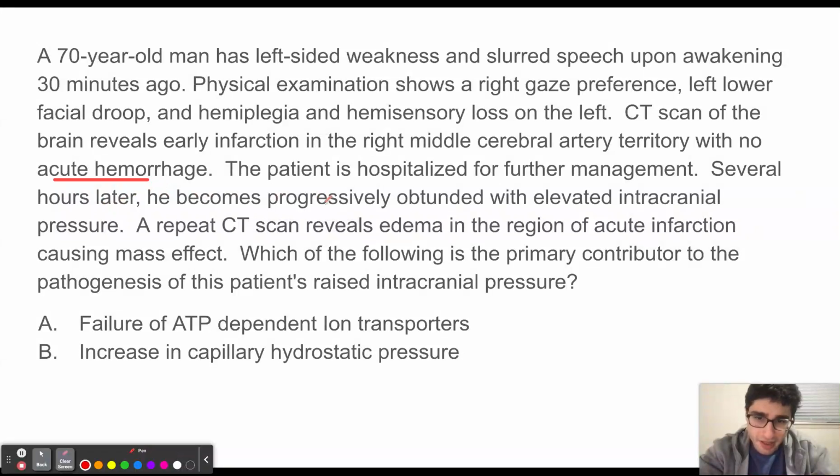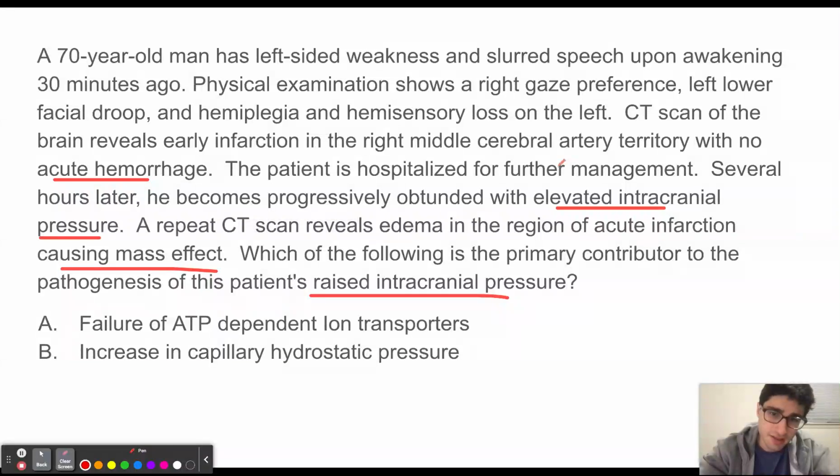Several hours later, he becomes progressively obtunded with elevated intracranial pressure. A repeat CT scan reveals edema in the region of acute infarction causing mass effect. Which of the following is the primary contributor to the pathogenesis of this patient's raised intracranial pressure?